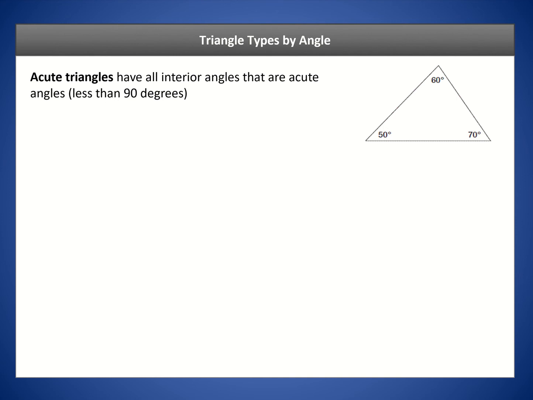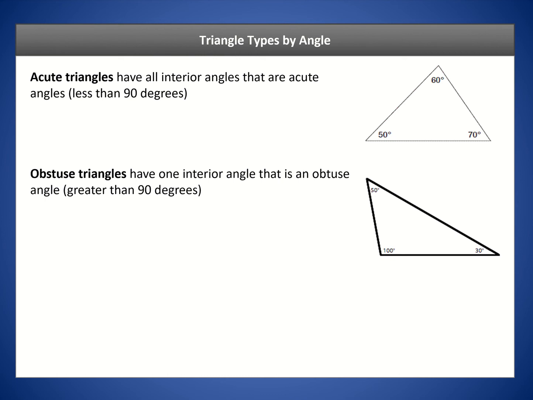We're going to talk about various triangle types based off of the interior angles. For example, an acute triangle is a triangle with all interior angles acute, meaning they're less than 90 degrees. On the right is an example of an acute triangle, and you'll notice that all these angles are less than 90 degrees.